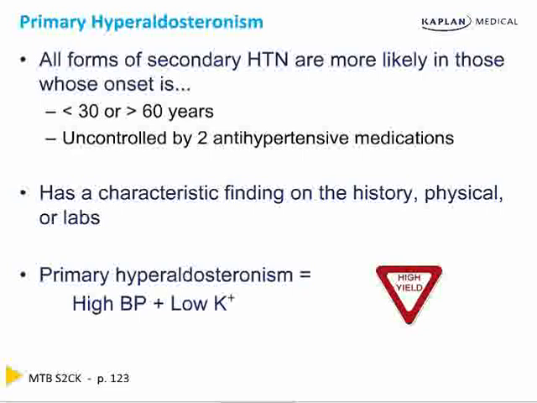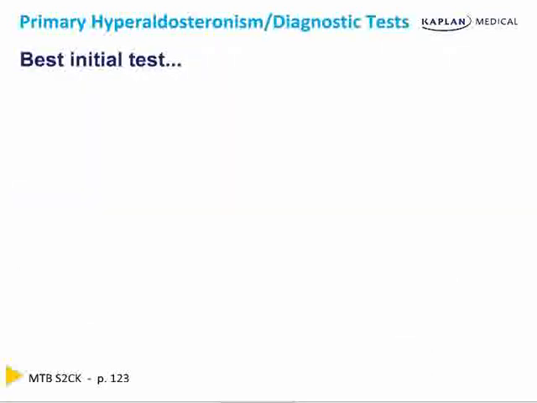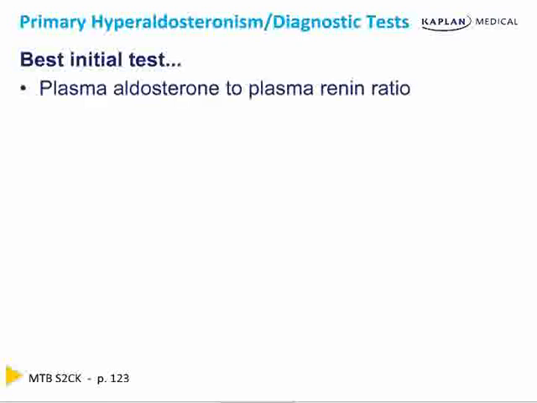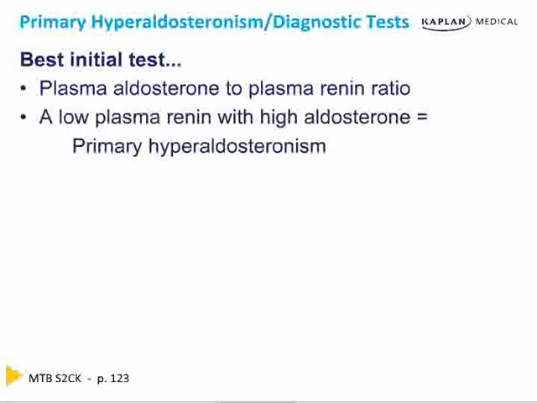Those 2 facts alone are enough to tell you, hey, I think there's a primary hyperaldosteronism: high blood pressure and a low potassium. Aldosterone's raising your blood pressure, aldosterone's kicking out your potassium. For primary hyperaldosteronism, the best initial test is the plasma aldosterone to plasma renin ratio. In other words, a low plasma renin with a high aldosterone is primary hyperaldosteronism. It went up without renin.